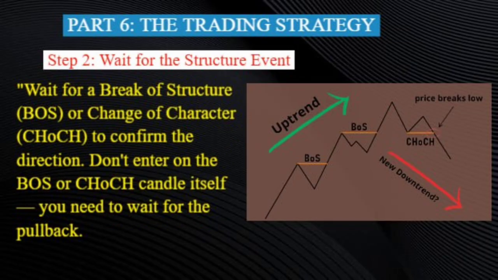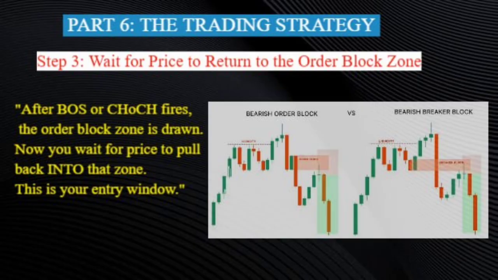Step 2. Wait for the structure event. Wait for a break of structure, BOS, or change of character, CHOCH, to confirm the direction. Don't enter on the BOS or CHOCH candle itself. You need to wait for the pullback. Step 3. Wait for price to return to the order block zone. After BOS or CHOCH fires, the order block zone is drawn. Now you wait for price to pull back into that zone. This is your entry window.